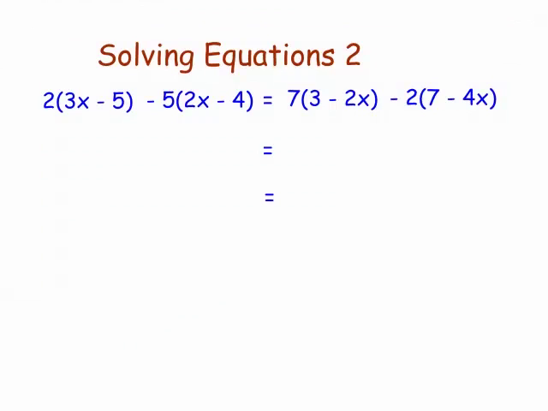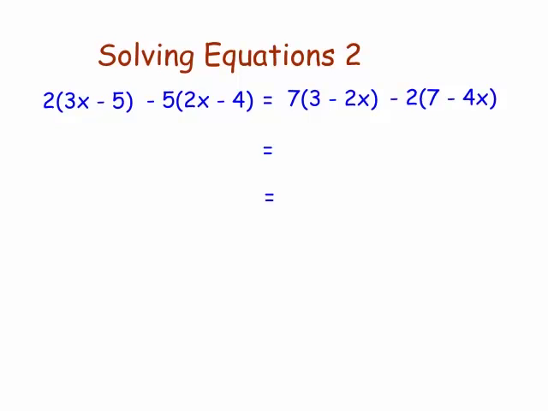Let's have a look at another equation with brackets in it. This one's a little bit more complicated. We have 4 sets of brackets to expand. So whenever you see an equation with brackets in it, you expand the brackets first, and then collect up like terms on either side before you do this thing called the double swap over.